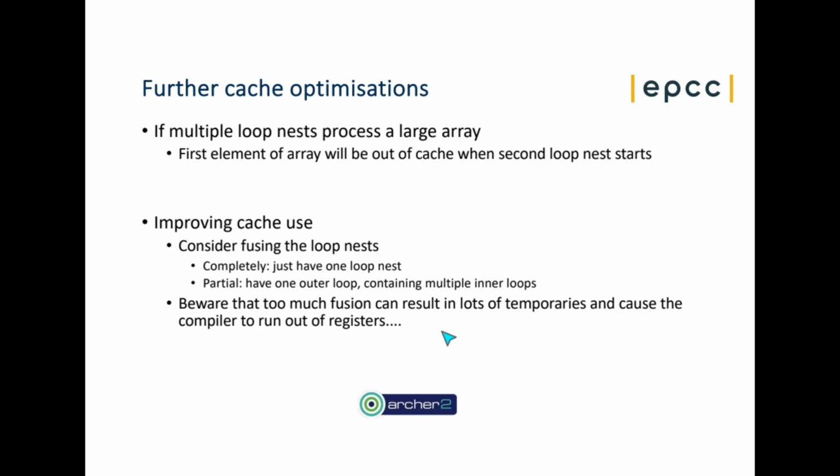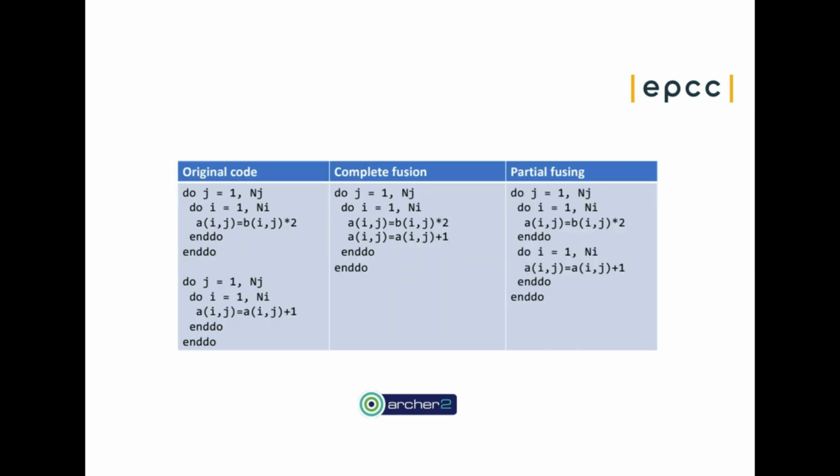The downside is that if you do this too aggressively, you can end up with very large loop bodies, and you can eventually run out of registers. It's not too big a problem on modern hardware, as register files are large, but if you end up with loop bodies with an awful lot of temporary variables in them, then you can run out.